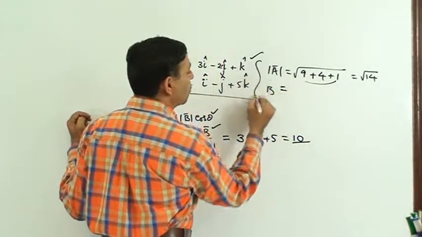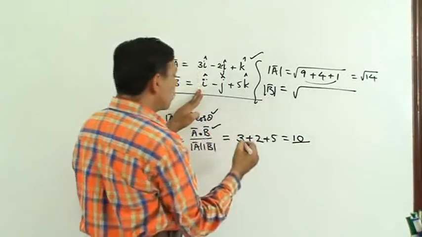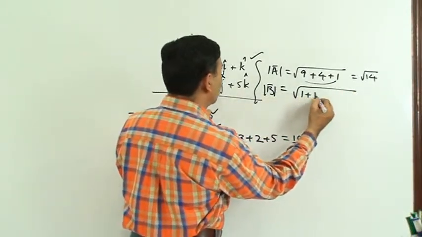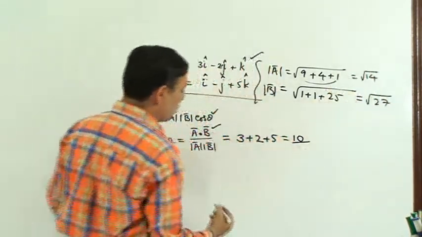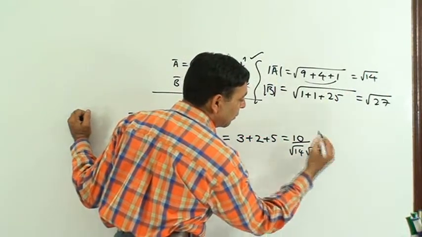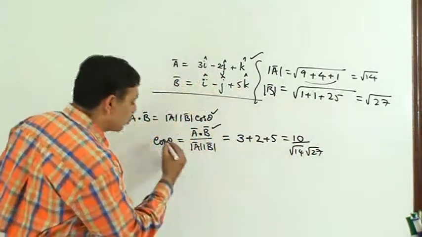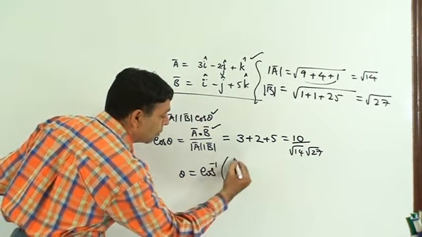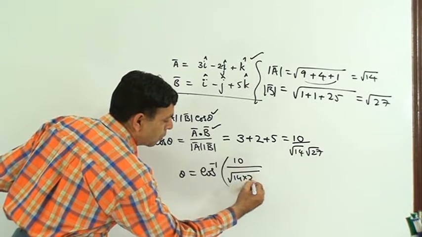Similarly, now we need to compute mod B. What is mod B? Root over 1 squared plus minus 1 whole square, which is again 1 squared only, so 1 squared plus 1 squared plus 5 squared, which is 25. This is going to be root 27. So mod A mod B will become root 14 into root 27. Whatever value you get, you can compute it and simplify. So this way you will get theta equal to cos inverse of whatever value you are getting there, 10 by root 14 into 27.